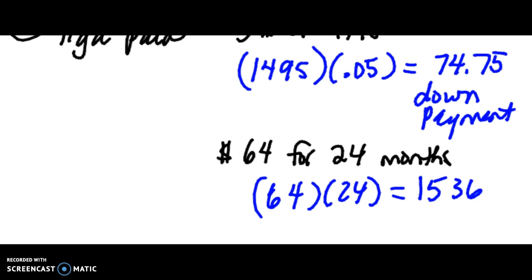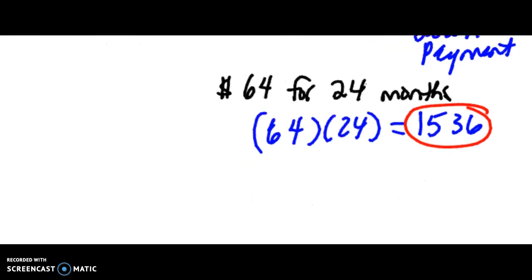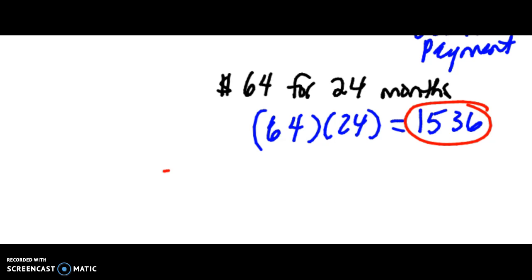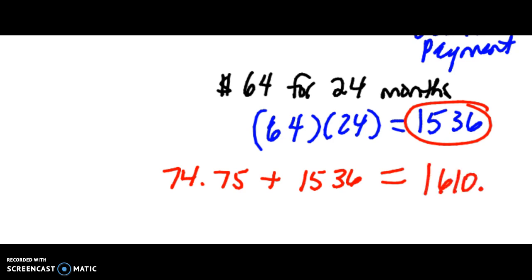Well, how much money total out of pocket did Ilga pay? We would have to add the money she paid down and then her monthly payments. So that's what we'll do next. So Ilga paid $74.75 plus $1,536 for a total of $1,610.75. So that's how much money Ilga paid.